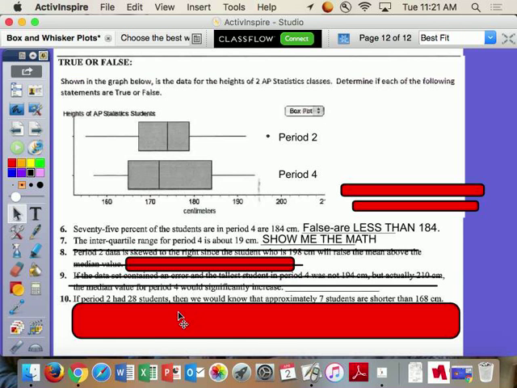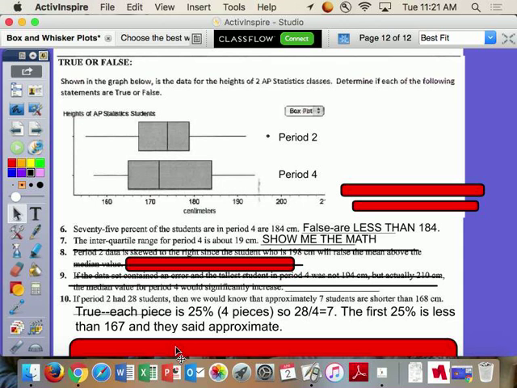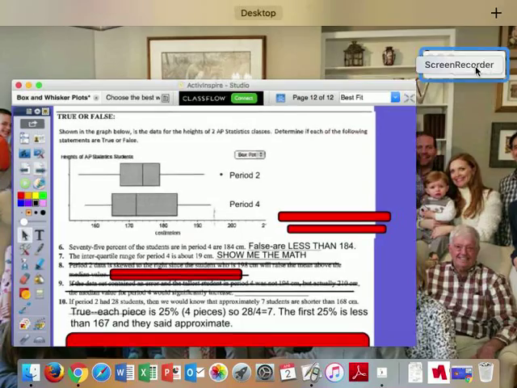Welcome back. So I said yes, and then I said a lot of gibberish. So remember we talked about each of these is 25% of the data. So if there are 28 students and there are 4 pieces, that would be 7 in each. This first one is about at 168. So from here to here would be 7 of the students. That's how they're getting that. And that is true. Make sure that you get the paper and you get that done.